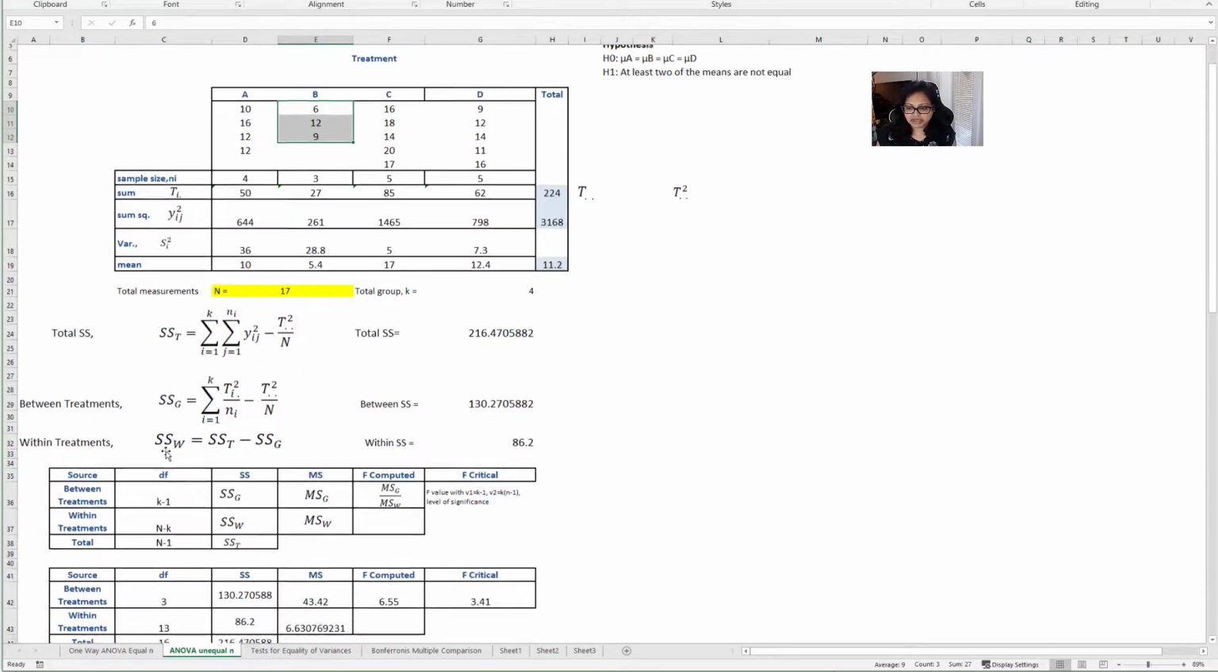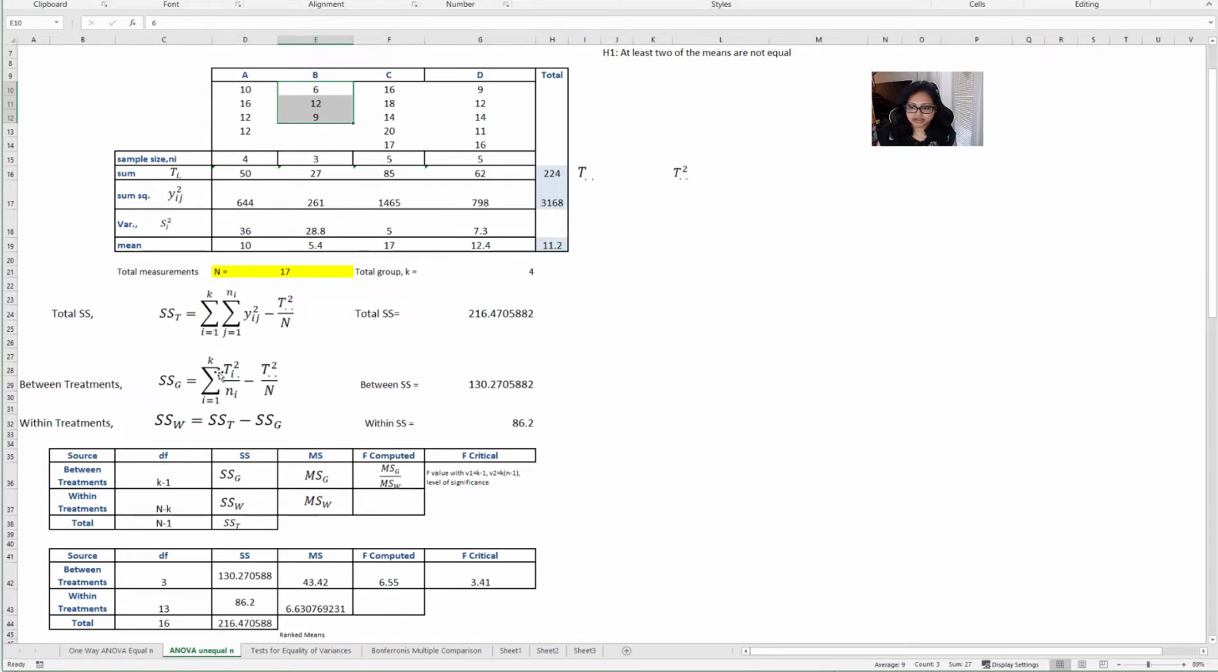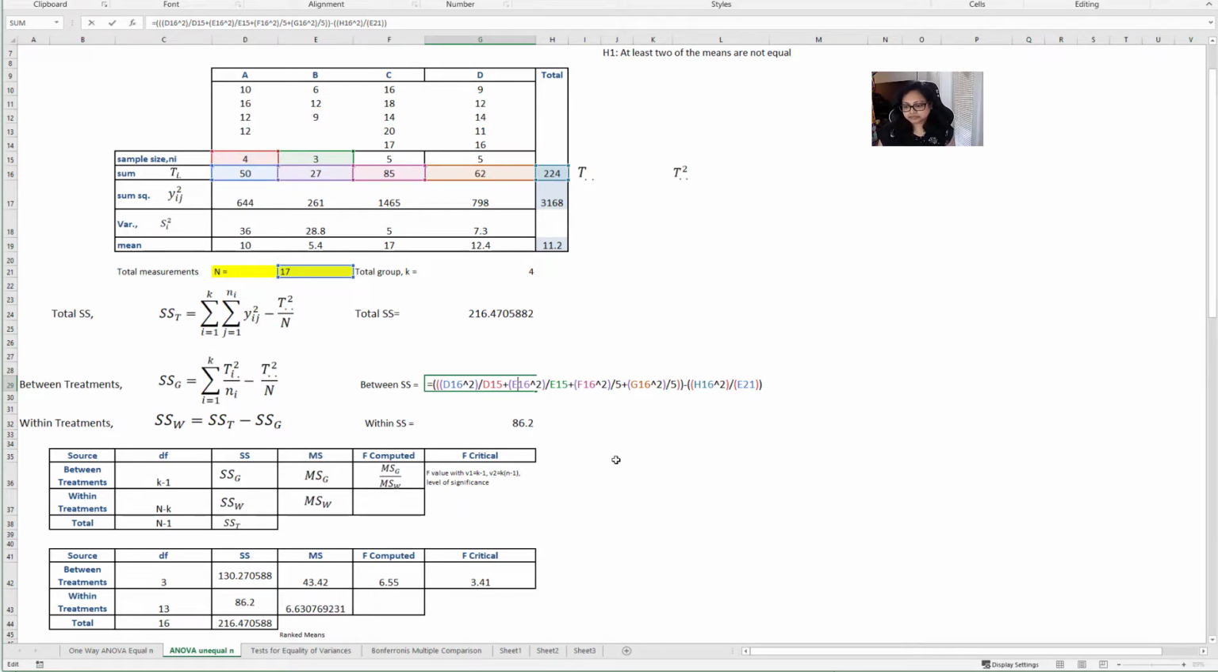In that case, everything else would be similar. The only thing is that whenever we calculate the between sum of squares, you need to take the square of them and then divide by how many sample sizes were there. You can see 27 squared divided by 3. So that's what we need to do, and that's what I did. I used how many sample sizes were there.